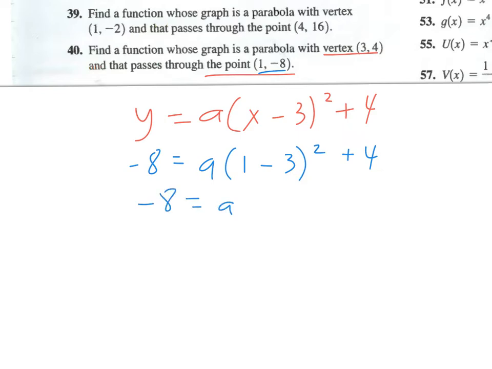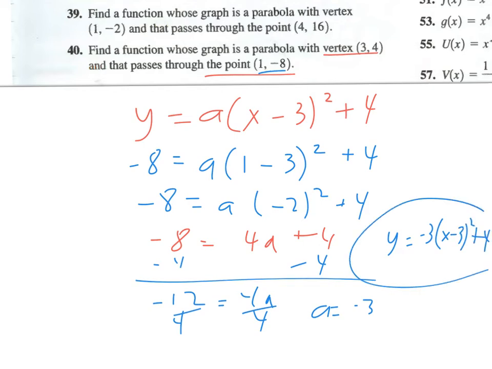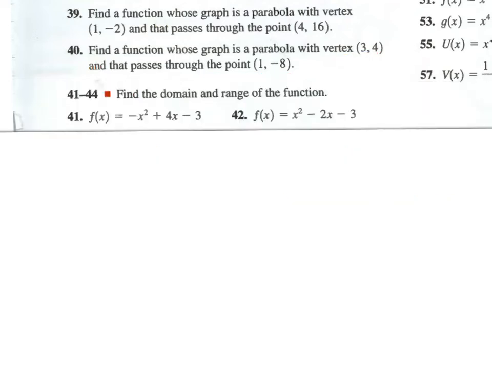So negative 8 equals a times negative 2 squared plus 4. And so negative 8 equals 4a plus 4. Subtract the 4, and 4a equals negative 12. And then divide by 4, and a equals negative 3. So I would say y equals negative 3 times x minus 3 squared plus 4. If you need it in standard form, you could expand that by writing it twice and foiling it, distributing the negative 3 and combining like terms.